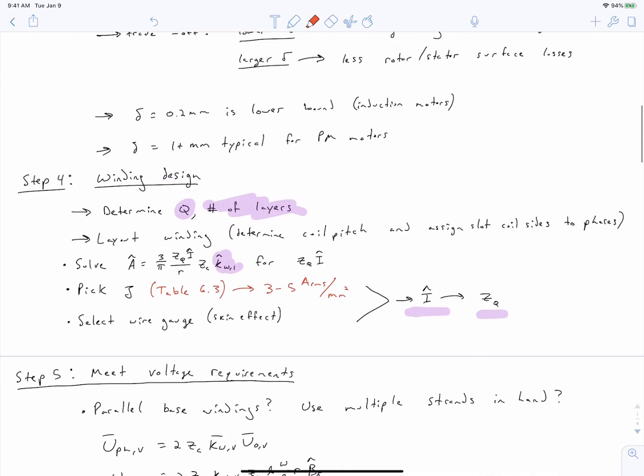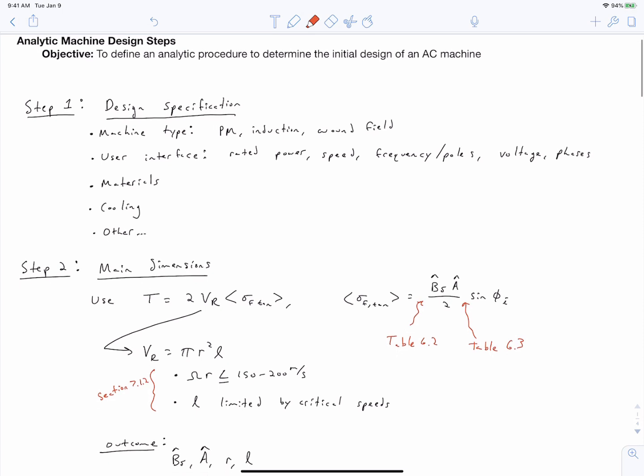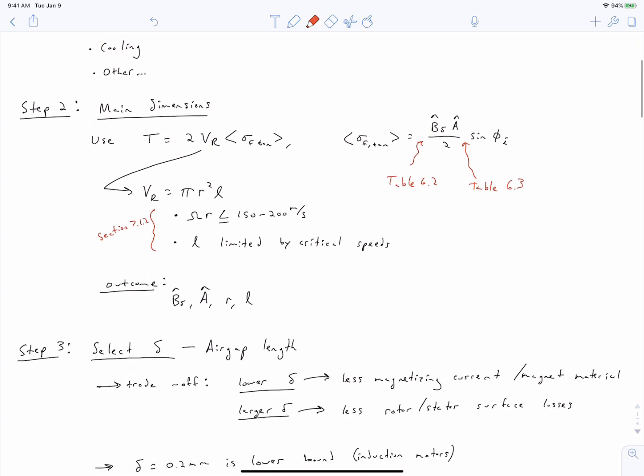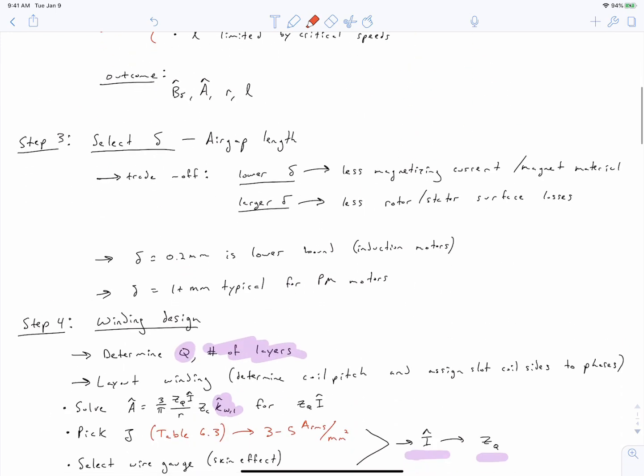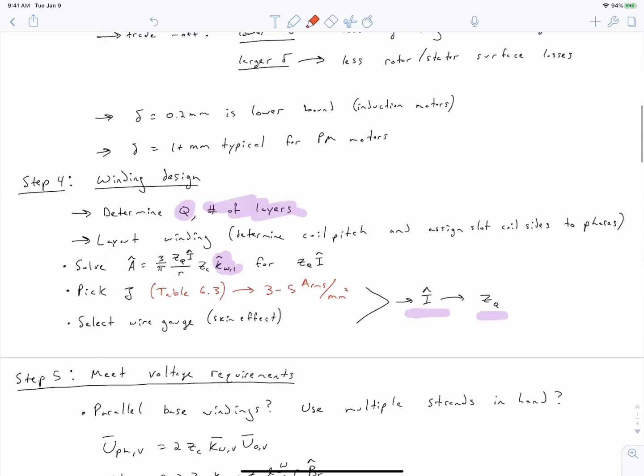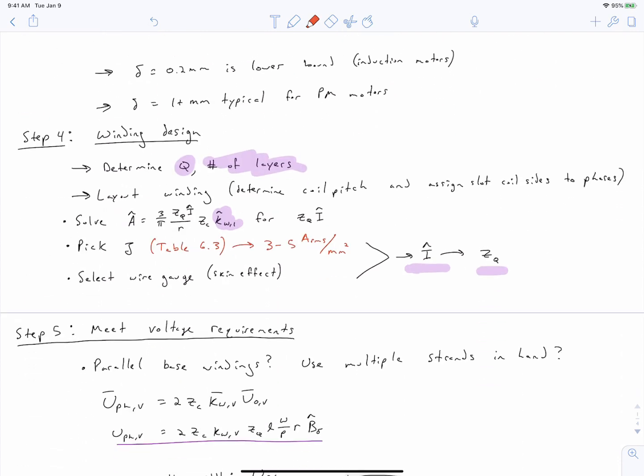So, in summary, this video has defined an analytic procedure to determine an initial design of an AC machine. We started from the very beginning where we defined a design specification, and then we talked through all of the decisions you have to make along your pathway to construct a complete set of dimensions. We talked about how you pick your magnetic loading, your electric loading, your rotor radius and length. We talked about how you select your air gap length. We then use this to talk about how we perform our winding design and come up with the total number of ampere turns that have to be within a coil.